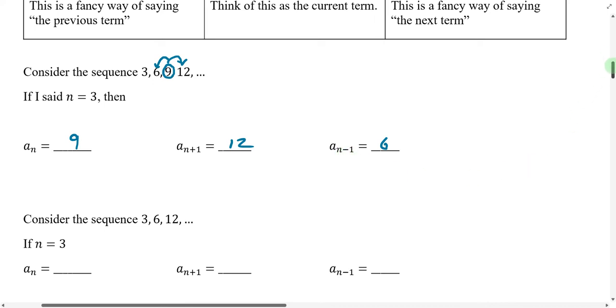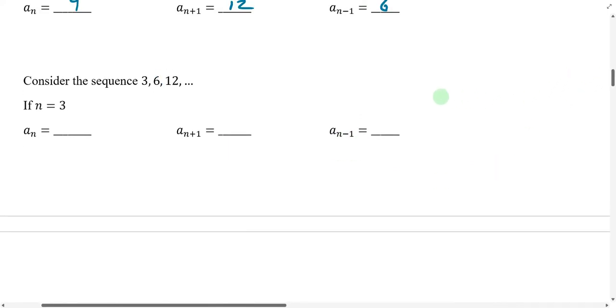All right, let's do it one more time, and then we'll actually get to writing an equation here. So again, I have a sequence, 3, 6, 12. This is term 1, term 2, term 3. Looks like we are multiplying by 2, because 3 times 2 is 6, 6 times 2 is 12. So I think I am pretty familiar with this sequence now. And it says if n equals 3, then we are here, 1, 2, 3, we are at 12.